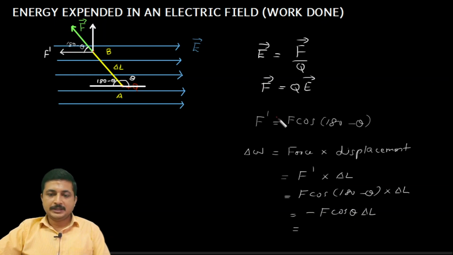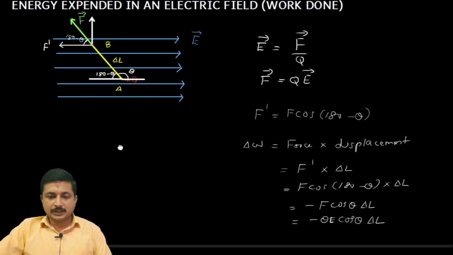Now see here, this F represents the magnitude of this force, right? This F is from the triangle, so this is the hypotenuse of the triangle and this is the magnitude of the force. Here you see I have an expression for F vector. F vector is Q E vector. So I can write the magnitude of F as Q into E. So substituting that, I get delta W as minus QE cos theta delta L. So this is my delta W.